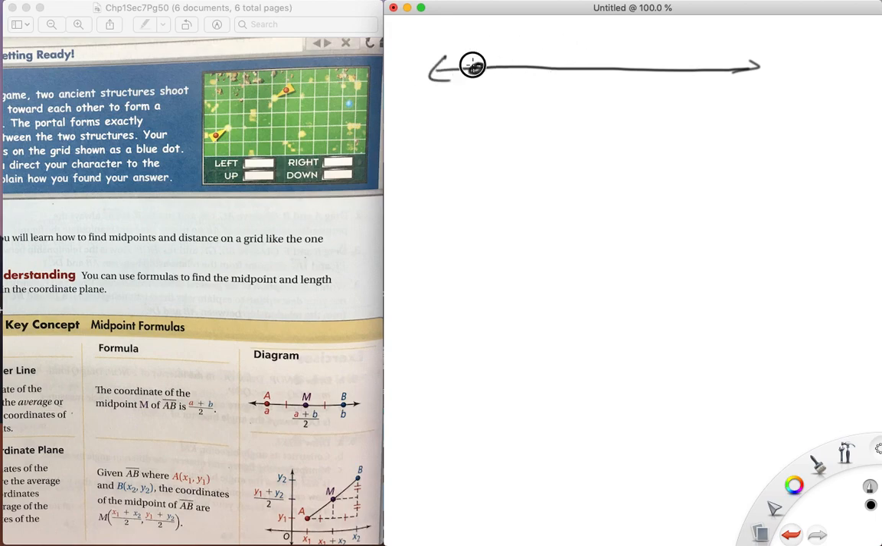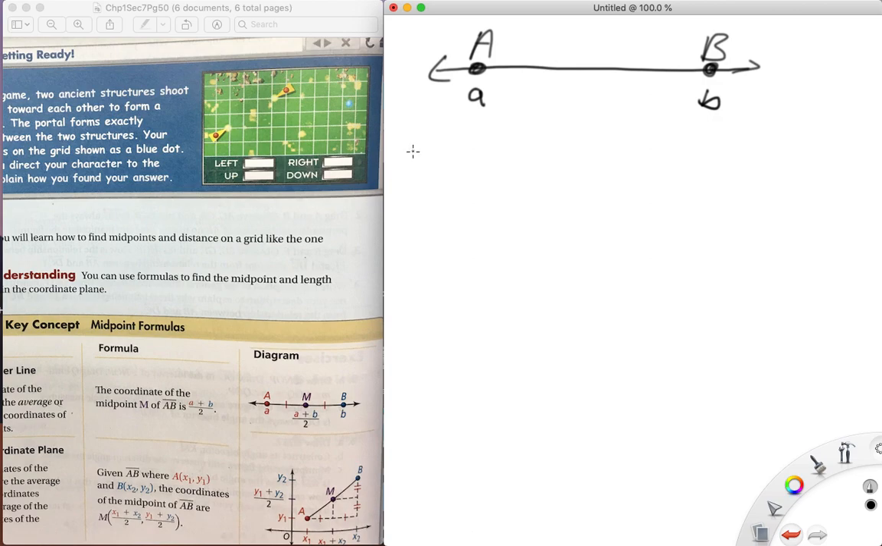We have a point A. We have a point B. So remember in the previous lesson we said that the lowercase letters mean the coordinates. So the label is uppercase A, the label is uppercase B, but the coordinates are lowercase letters.